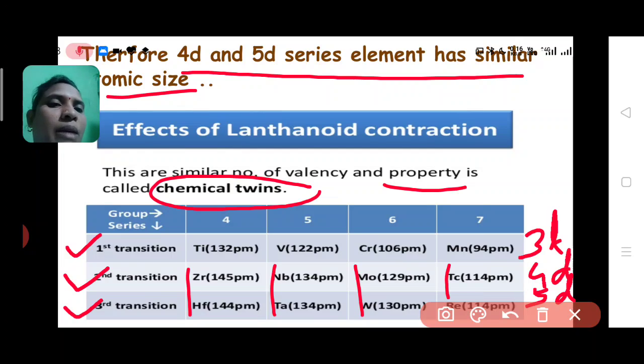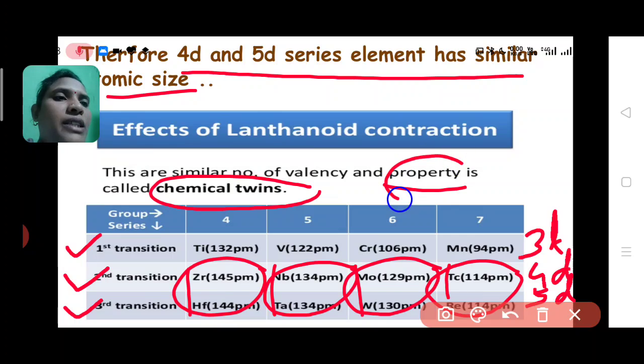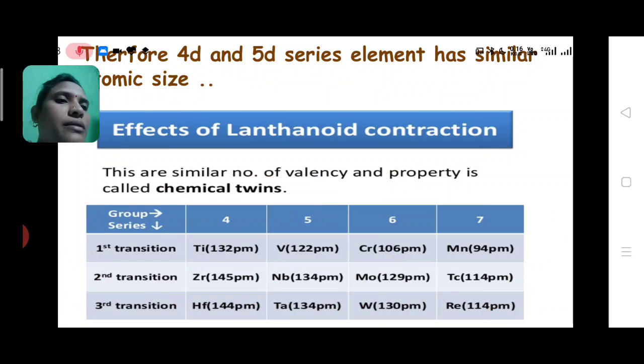For example, zirconium and hafnium are chemical twins of each other. In the same way niobium and tantalum are chemical twins of each other. Molybdenum and tungsten are chemical twins of each other. In the same way technetium and rhenium are chemical twins of each other. So the elements of 4D and 5D series are chemical twins of each other. Okay. So due to lanthanoid contraction, the properties became the same, and that's why all the elements from 4D and 5D series are called chemical twins.